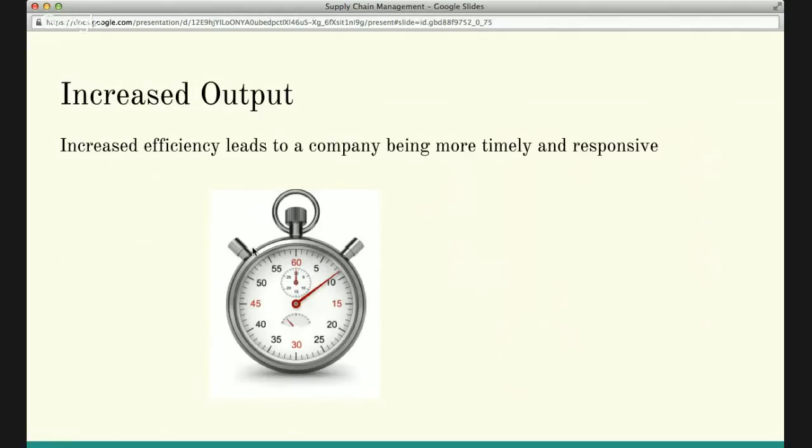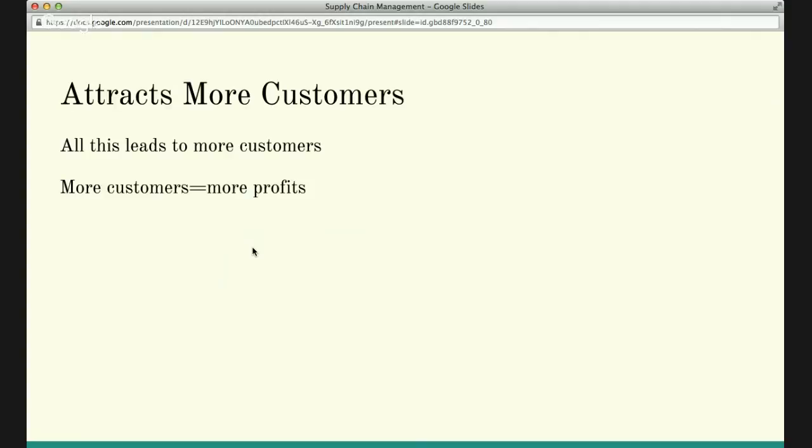Increased output. There is an increased output because there is an increased efficiency, which leads to a company being more timely and responsive. So that everything is going to get done quicker and that's going to lead to the increased output. And all of this leads to the attraction of more customers, and more customers equal more profits. You're going to get more customers because with supply chain management, people will learn that your company gets the job done in a timely manner and gets it done well.